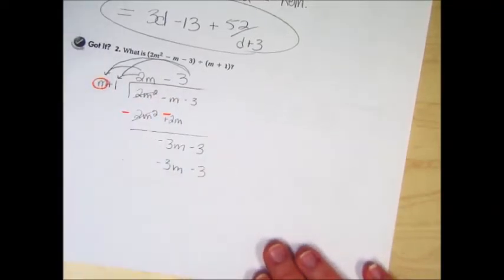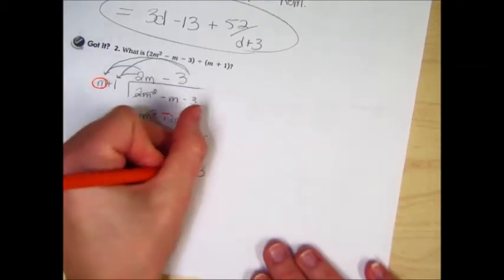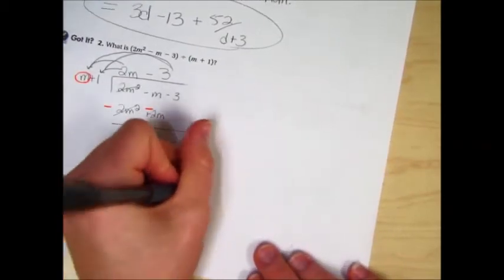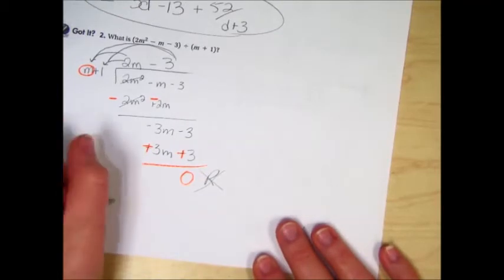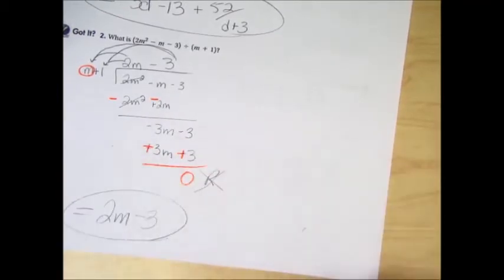And I get negative 3m minus 3, because it was a negative 3 times m and a negative 3 times 1. This is where you change your signs. And look, you have no remainder at all. So my final answer is 2m minus 3 with no remainder. Okay, let's move on.